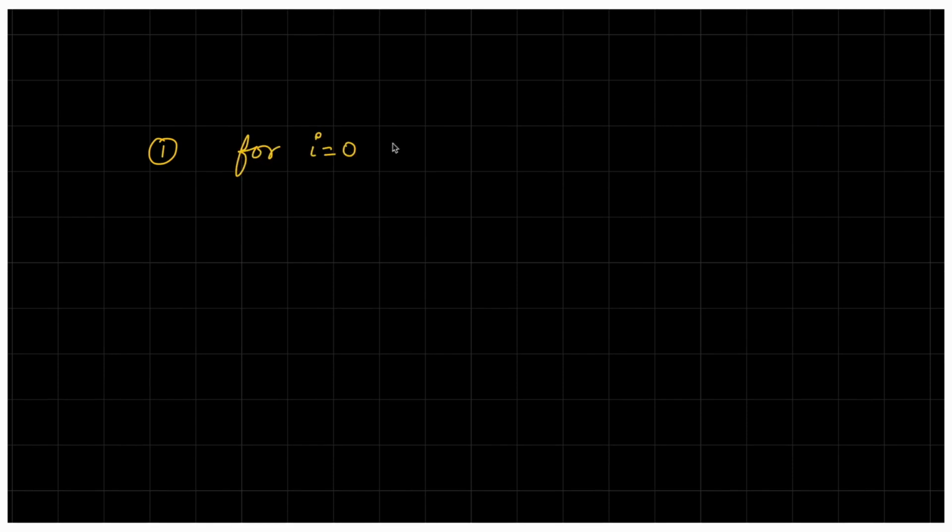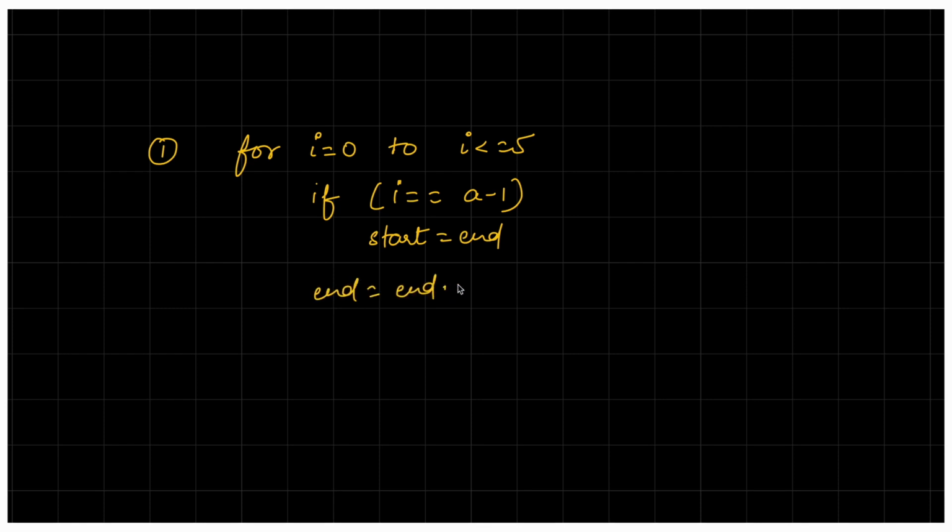Which is, i is equal to 0 to i is less than or equal to 5. And we were saying that at any moment, if i becomes equal to a minus 1, I will say that my start will become the current pointer, because end is my current pointer, which is moving from the very first node till the last node, right? And at the same time, I'll keep incrementing end is equal to end.next.